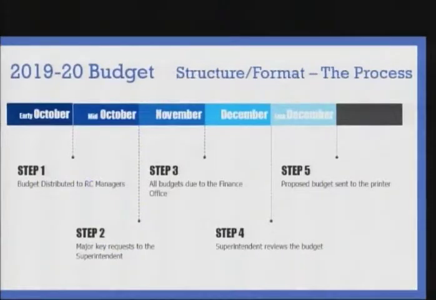The timeline as to how we get there: we start this budget process in early October. The budgets are distributed to our responsibility center managers. Step 2 is major key requests to the superintendent go before him. The superintendent communicates to the Board of Education as to what those key requests are. In November, all the budgets are due to the finance office, and in December, we review the budget, and in late December, it gets presented to the printer, and then in January, it gets distributed today.